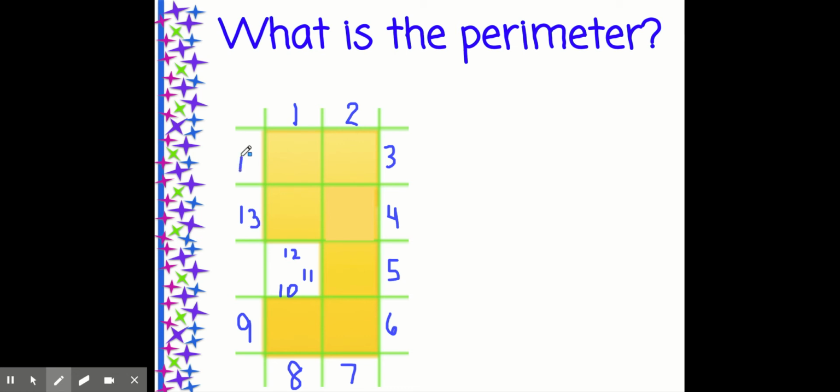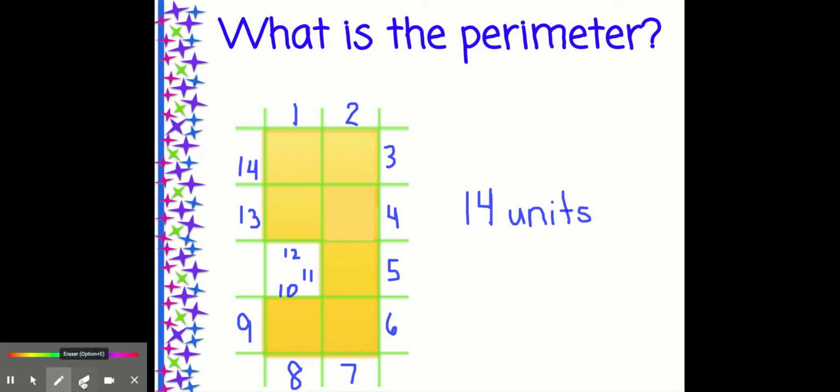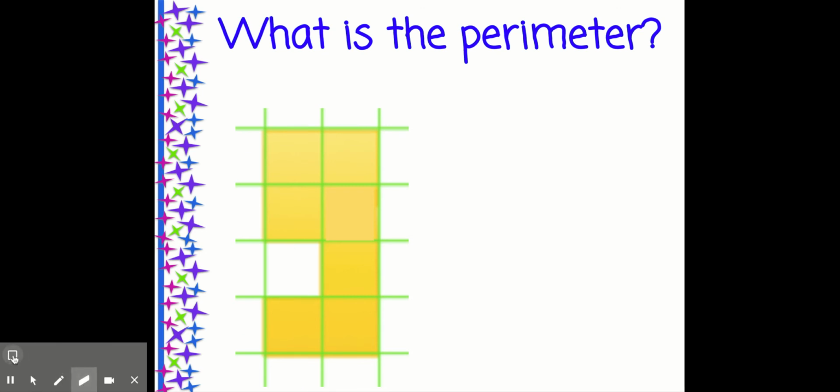and 14. Oh, wow. And again, it doesn't have our units, so we have to put the word units. And notice our 2 shapes were different, but they had the same perimeter. That doesn't always happen, but I wanted you to see it. So our answer would be 14 units. Let me erase this board and we'll go to the next slide.